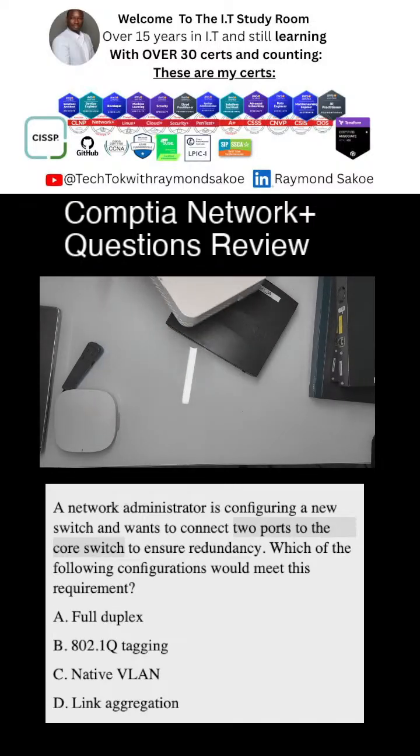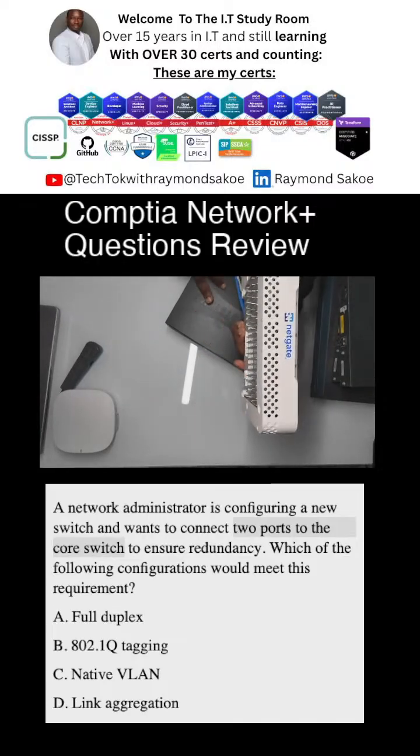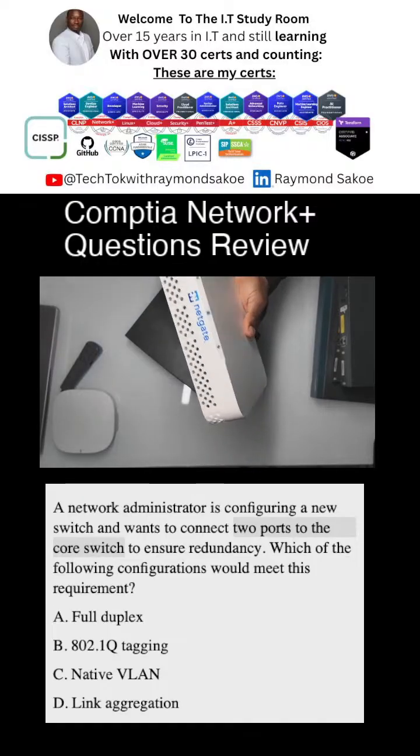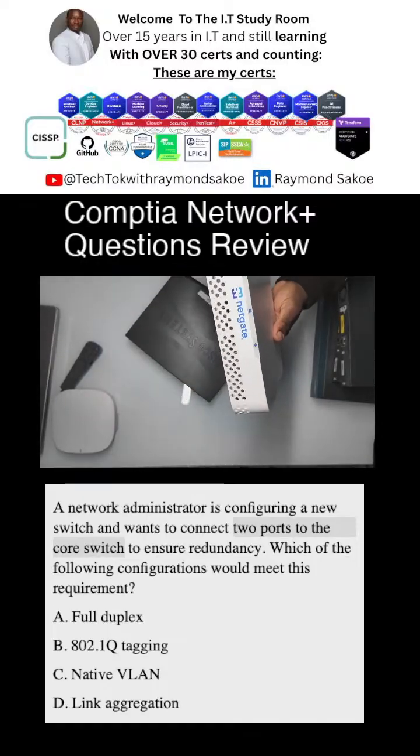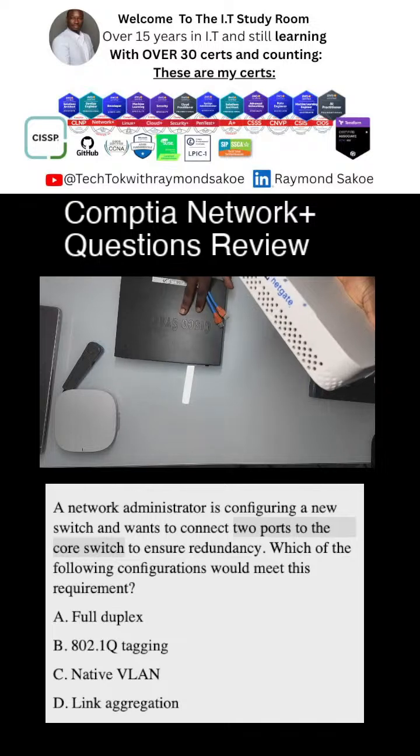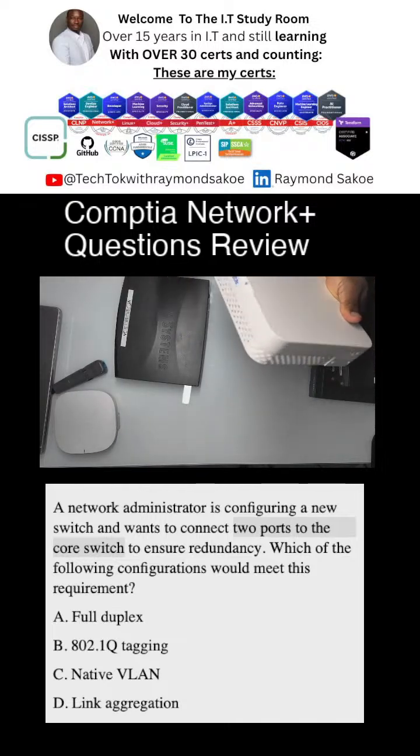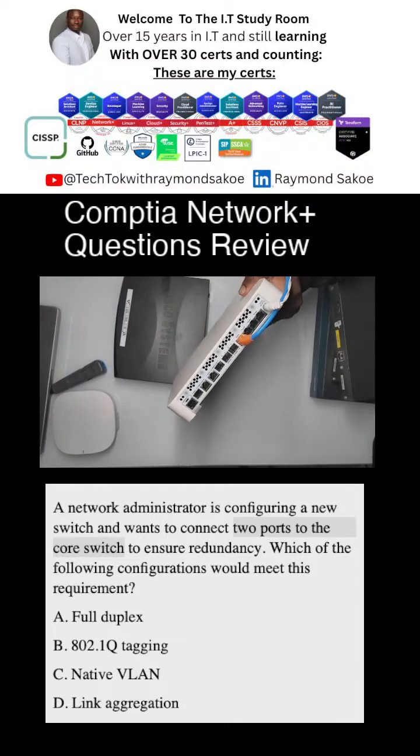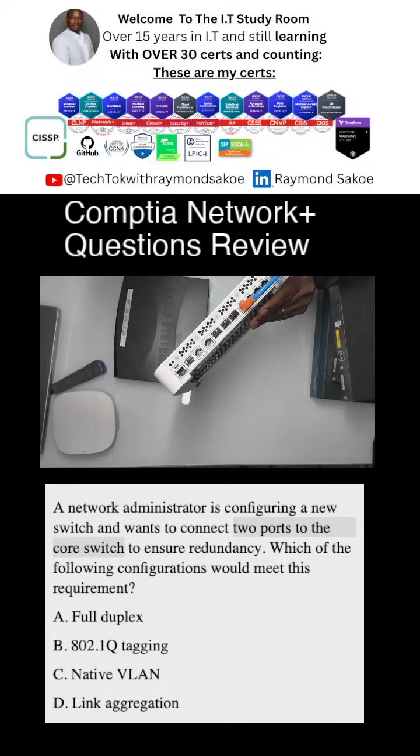All right, so now let's take this device as the core switch. And then we have, let's say, access or distribution. That would be here, right? So now they want a configuration that will allow them to have two cables connected.